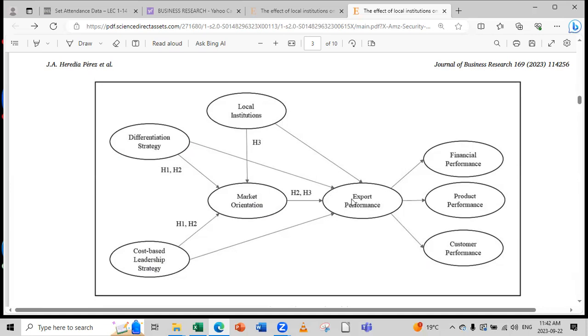So the export performance is an intermediate variable. It will affect the financial performance, and it will affect the product performance, and it will affect the customer performance. So that is what we say the intermediate variable means, a variable in the way that goes to the problem. Intermediate variable means in the middle. Like you see here, H1 and H2 mean hypothesis 1 and hypothesis 2. H3 means hypothesis 3. We said the hypothesis, again, I'm saying, is a cause-effect relationship.